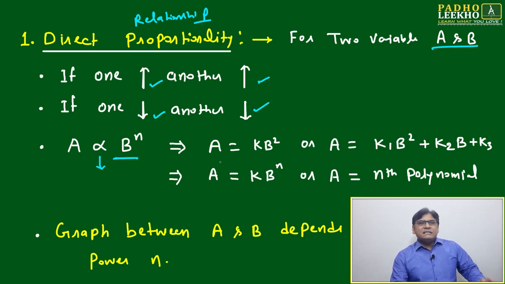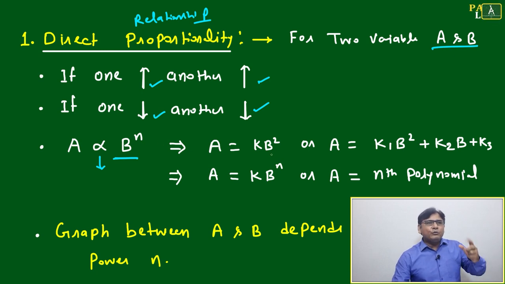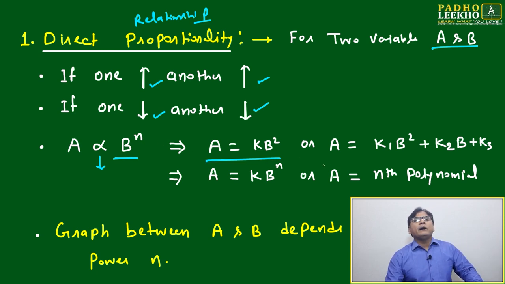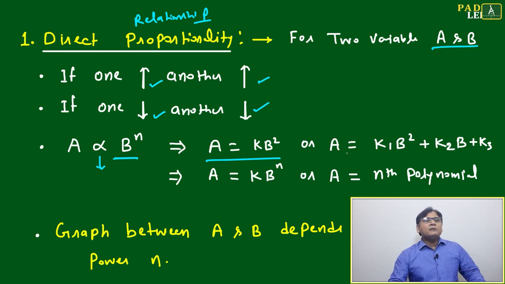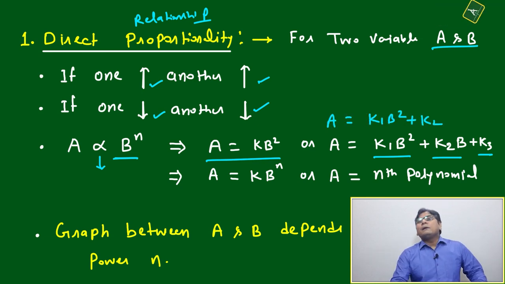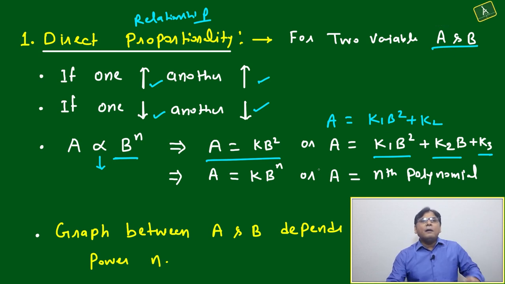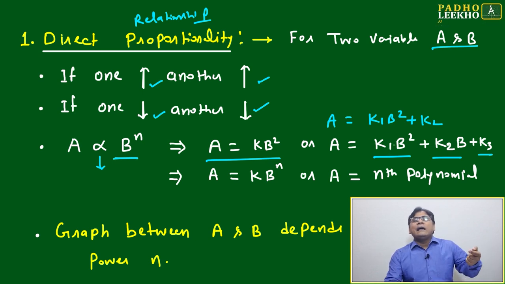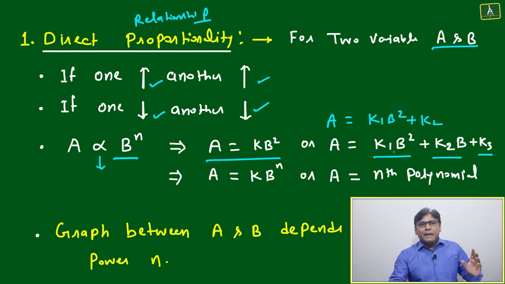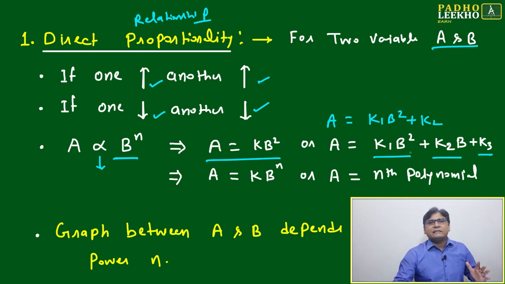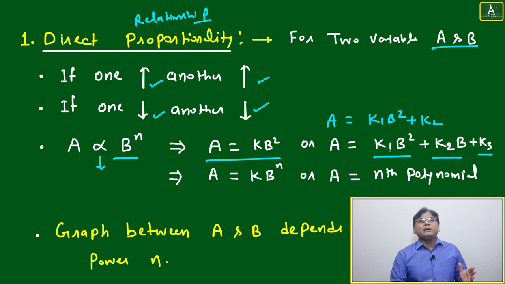Then we can take a few examples. If n equal to 2, then A equal to k b square. That is one of the possibilities. Another is A equal to k1 b square plus k2 b plus k3, or A equal to k1 b square plus k2. All the possibilities are open, meaning how we are writing the polynomial. A polynomial of degree 2, we know is ax square plus bx plus c. Same way we can write k1 b square plus k2 b plus k3. That is the maximum expansion of any polynomial of degree 2.